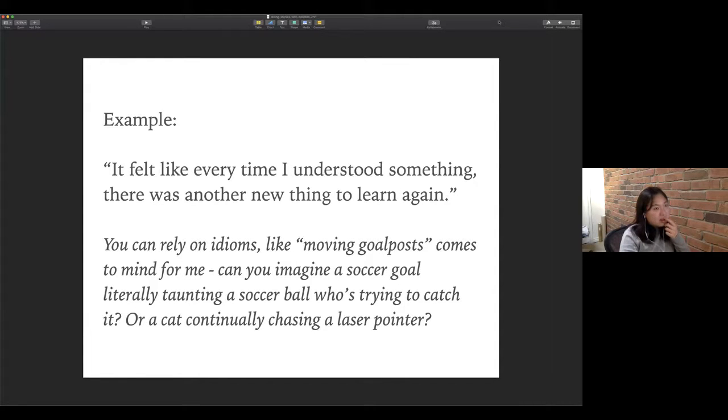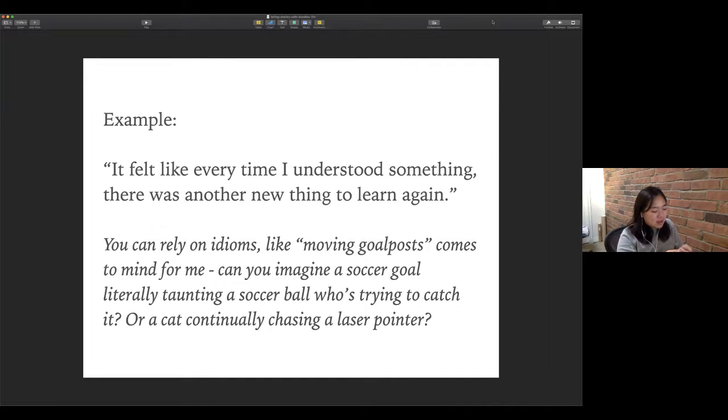Another example, maybe when you recall this concept, you remember that every time you understood something, there was another new thing to learn. So maybe you remember the experience of never really being on solid footing with this thing, which I can totally relate to. I feel like that's my life all the time in software engineering.